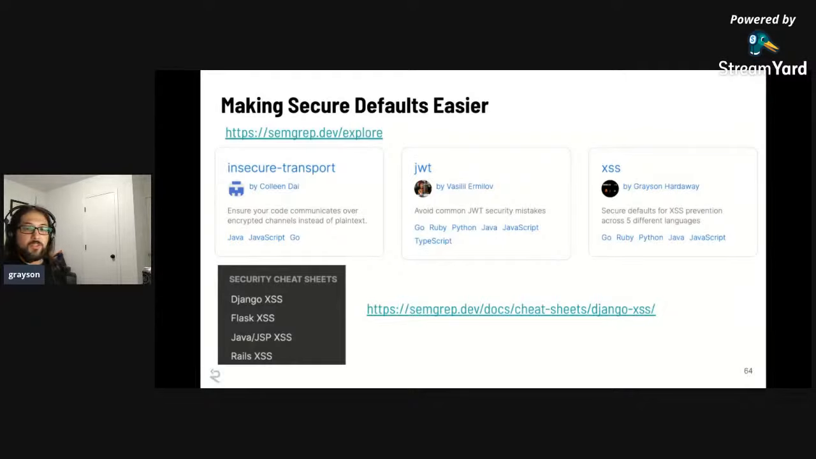We publicized this, so that Flask XSS security policy is public, and if you want to use the way that we set this up, you can download it and use it with Semgrep. They're available here as a Semgrep rule pack, XSS, and they're available as cheat sheets too, if you just want the information, on our website at semgrep.dev/docs/cheat-sheets.